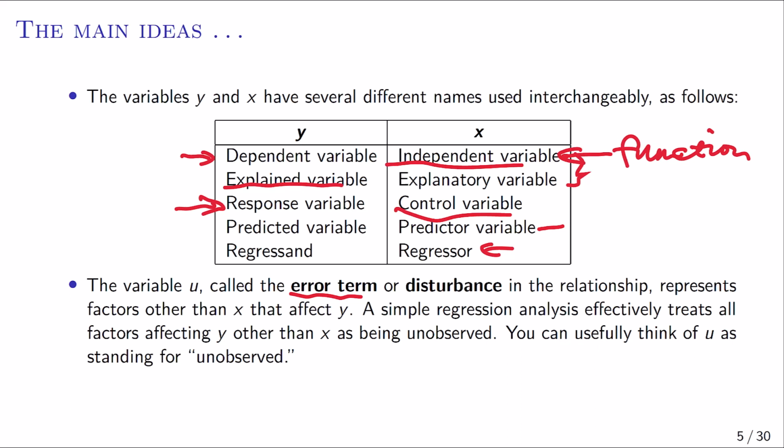u. That's why a simple regression analysis effectively treats all factors affecting y other than x as being unobserved, because most of the time we could not observe all of them. That's why we put them as just one term, unobserved, and that's why we use the term u. Some textbooks call it the error term or disturbance. What does that mean? Because whatever we can come up with in x, right?